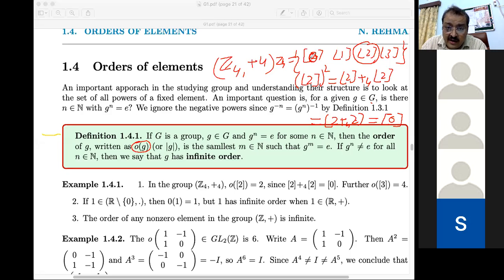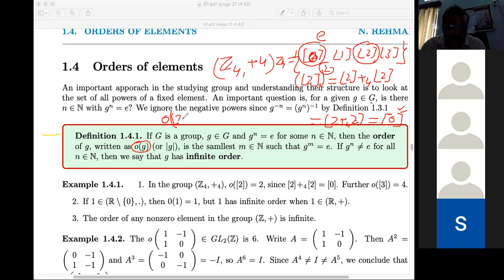What is the identity element in this set? This 0 is the identity element. So 2 to the power 2 gives the identity element. 2 to the power 1 is not identity, 2 to the power 2 is identity. Maybe 2 to the power 3, 2 to the power 4 are also identity, but we have to use the smallest. So we can say that the order of 2 is equal to 2.